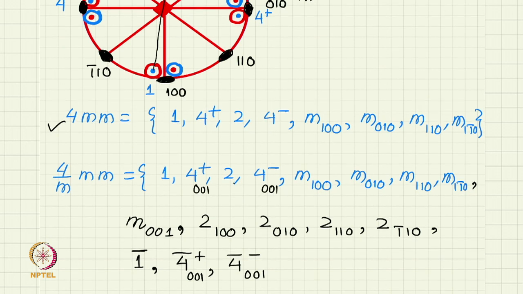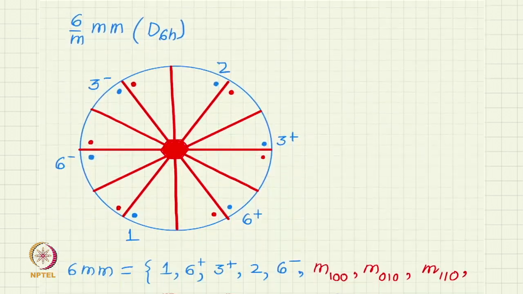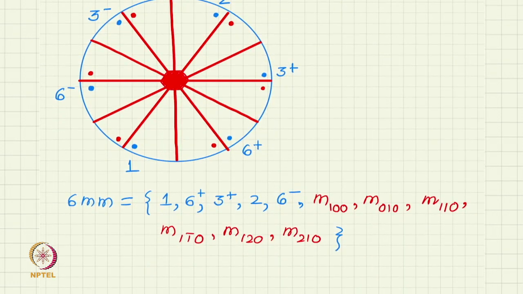And this 2 is also along the 0 0 1 axis, because that is part of the 4-fold axis, whereas these other 2's are horizontal axes, 2-fold. So this completes your group 4 by mm.